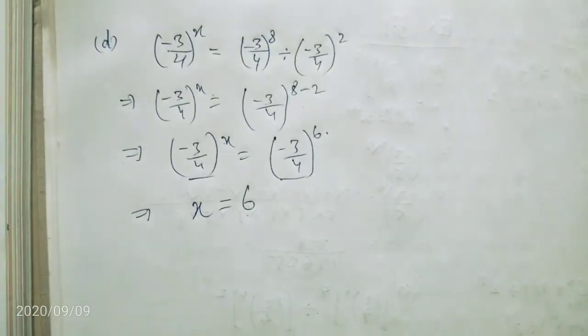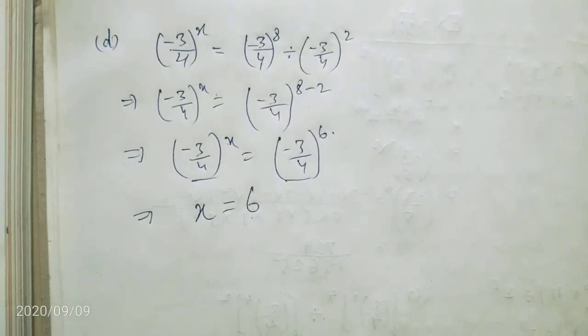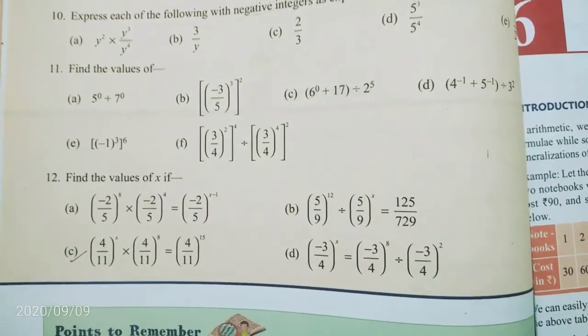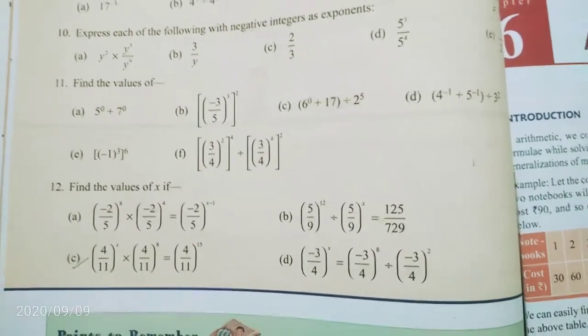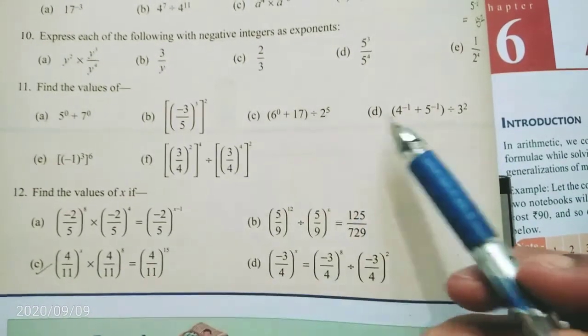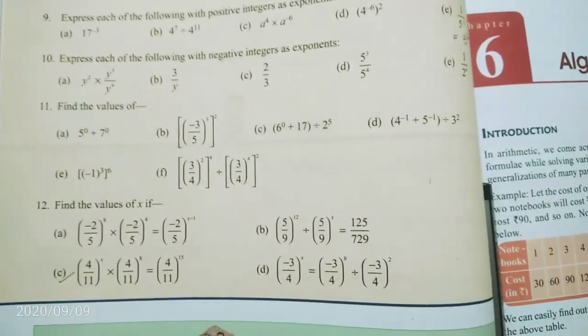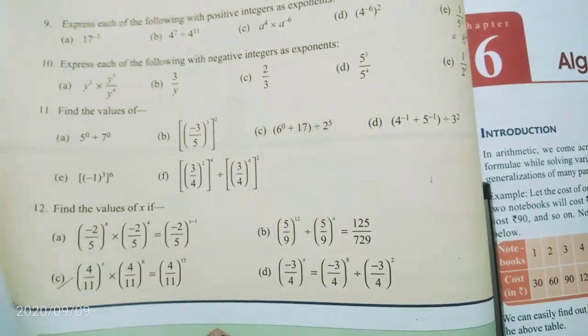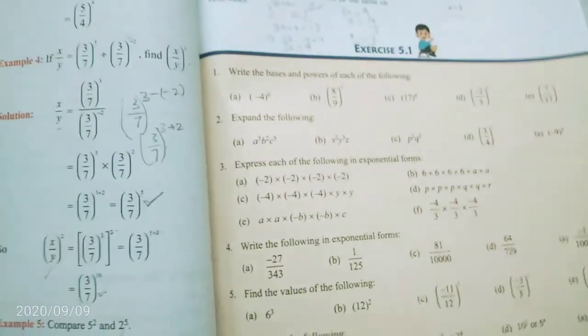Understood? In this way you have to find the solutions of this type of questions. So in this way this chapter of exponents is over. Do the homework of this C number and this D and E. I think you have understood the chapter properly. If you have any doubt in this chapter, in this exercise, then please ask me. Okay, thank you.